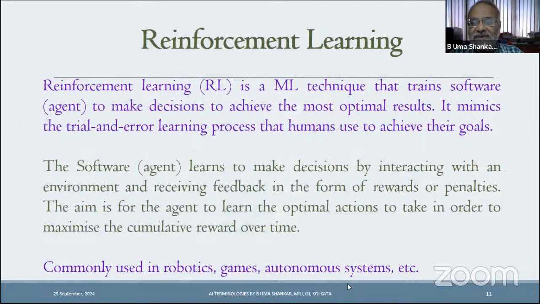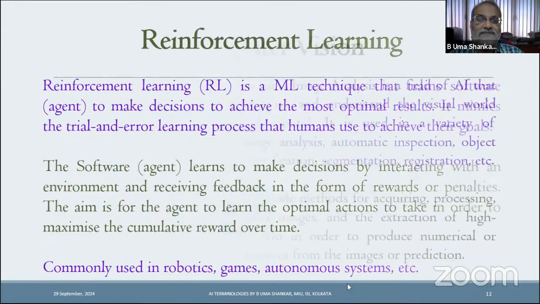Reinforcement learning is a machine learning technique that trains software to make decisions to achieve the most optimal result. It mimics the trial and error learning process that humans use to achieve their goals. The software learns to make decisions by interacting with an environment and receiving feedback in the form of rewards or penalties. The aim is for the agent to learn the optimal action to take in order to maximize the cumulative reward over time. It is commonly used in robotics, games, autonomous systems, etc.